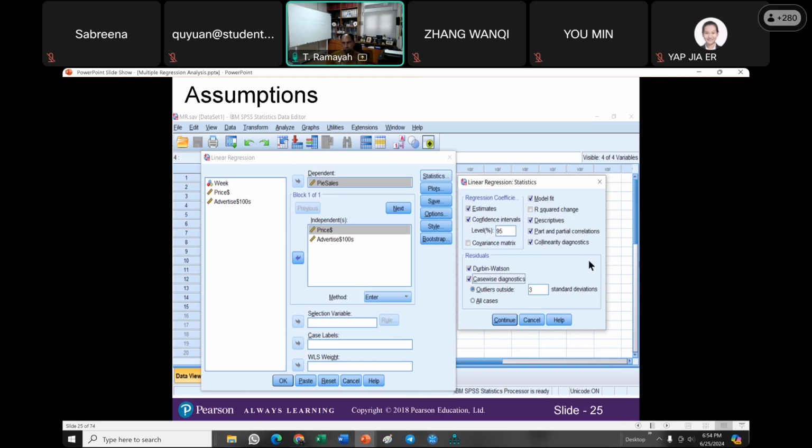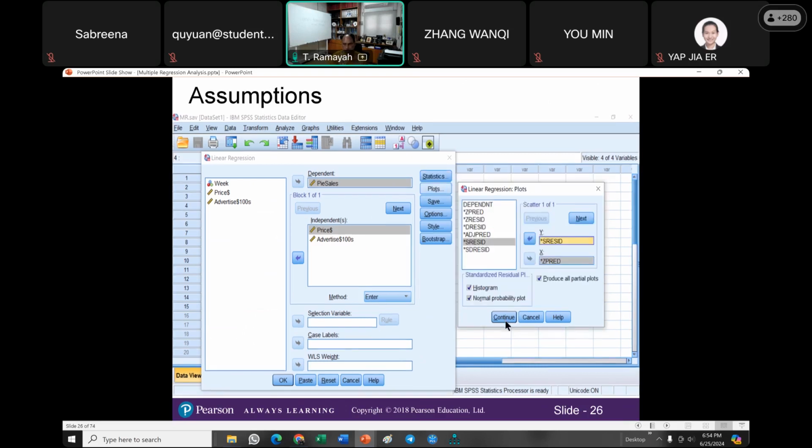Next, after you have set this, you will click continue, and then you will go to plots. For plots, we need to check whether our standardized residuals follow a normal distribution. We will look at the histogram and normal probability plot. You need to tick this.